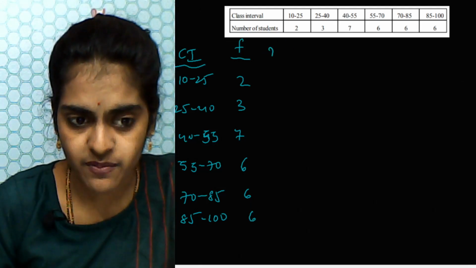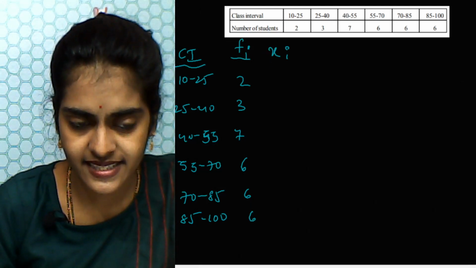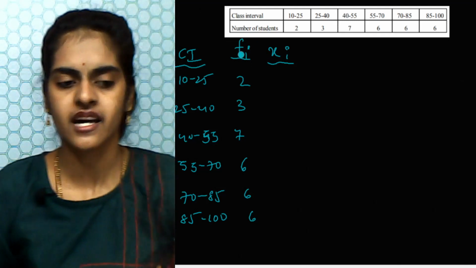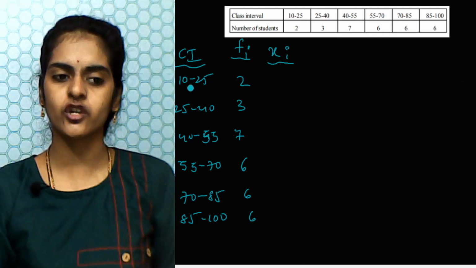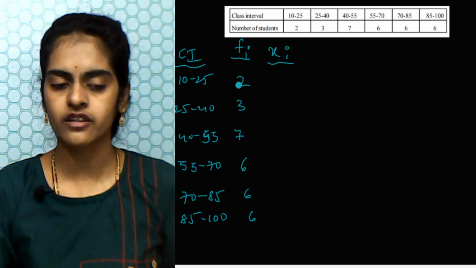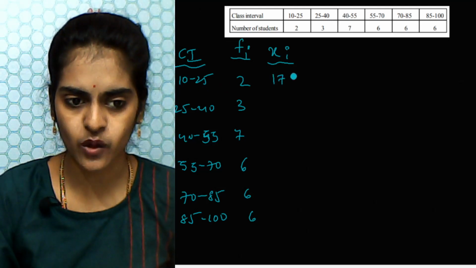Then you have the class mark. I am representing it by xi, isn't it? The same steps, the same steps. Class mark is nothing but the midpoint of 10 and 25. So the midpoint of 10 and 25 gives you 17.5.